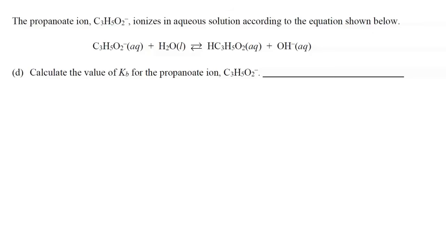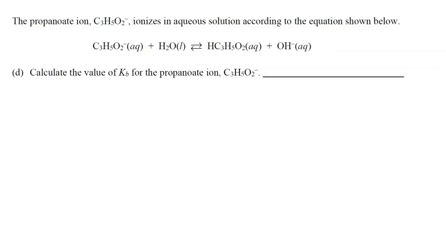You may recall that before I began talking about question 20 of this packet, I showed you the mathematical relationship between Ka and Kb for a conjugate acid-base pair. And that's what we have here. We have a conjugate acid-base pair between propanoic acid and the propanoate ion.